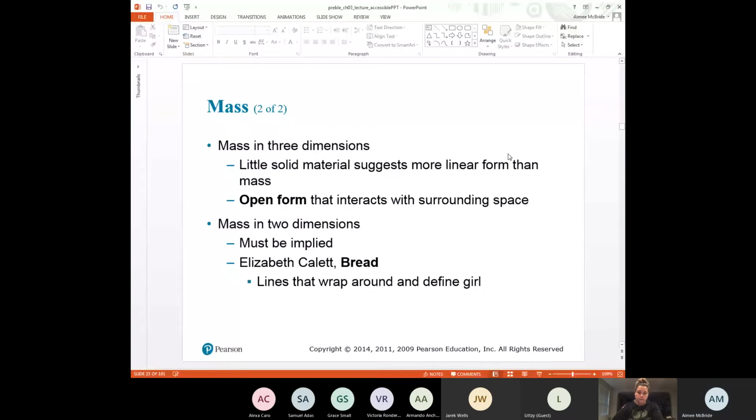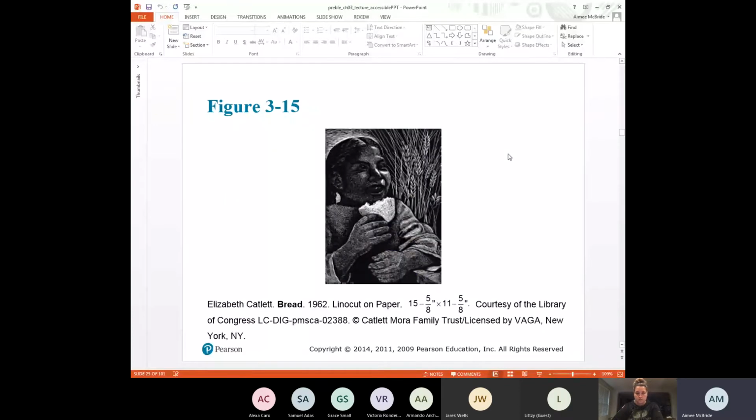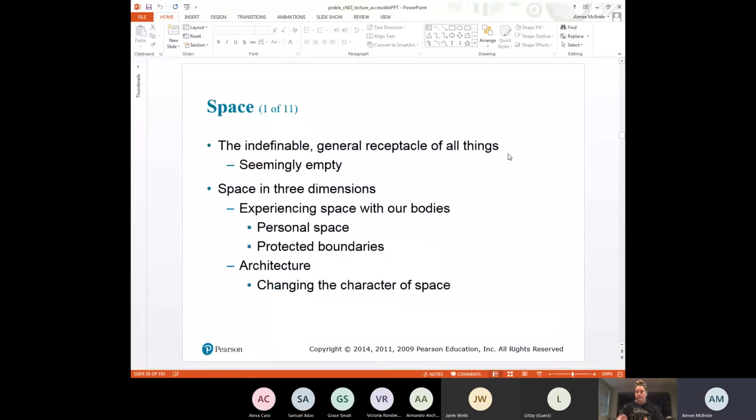So, actually, let's get this one. You get mass. Mass is easy to comprehend for me. With this, which object in this Lino cut has the least amount of mass? The bread, exactly. That once again goes back to the fact that white weighs less than black. So when we get to the color theory section, we'll also have to apply that to mass. So black recedes in space, meaning it has more weight, whereas white pushes out into the foreground, meaning it has less weight. Moving on from mass to space.